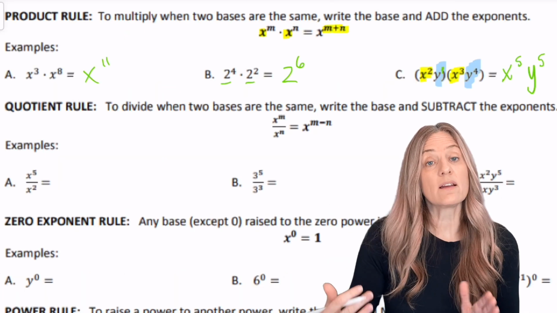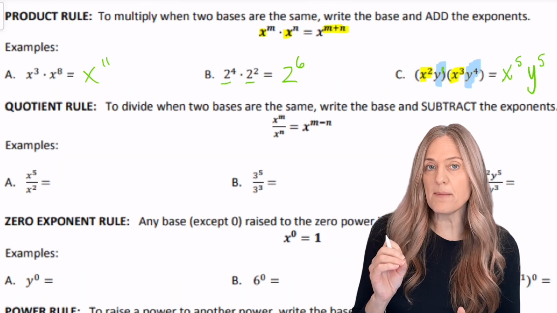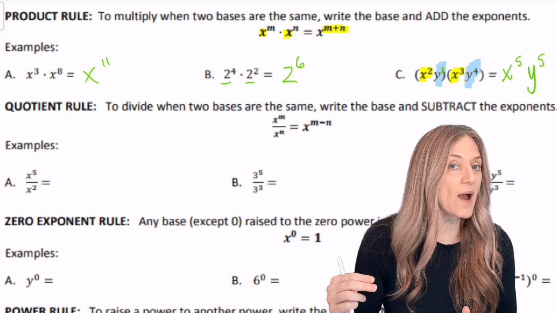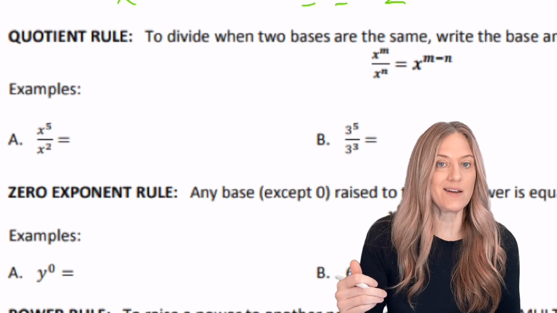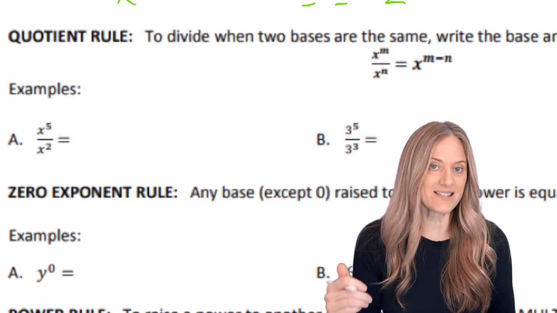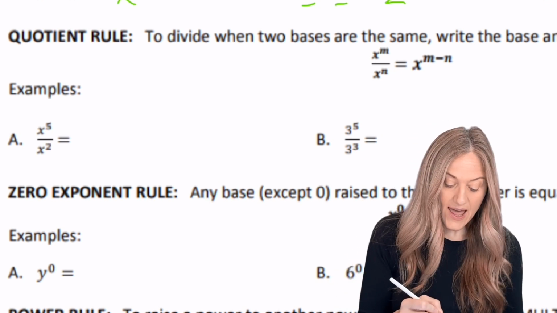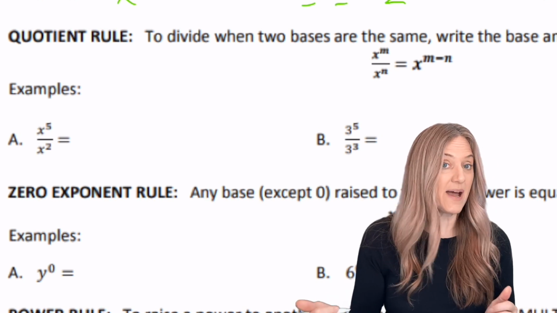Quotient rule. We look at it somewhat similarly. They have to have the same base, but then we subtract the exponents. So x to the m divided by x to the n would be x to the m minus n. Let's practice. A, x to the 5th divided by x squared.